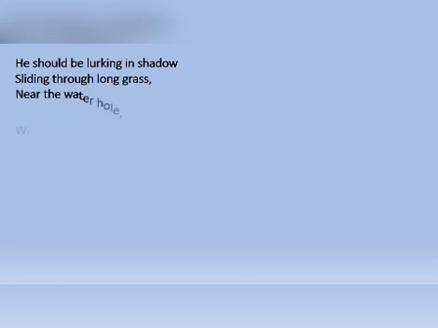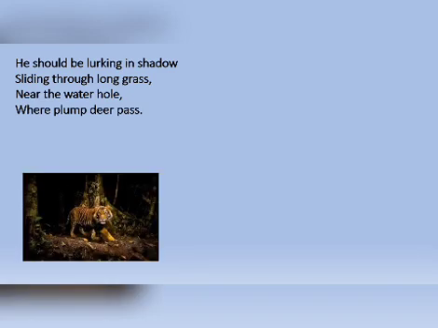Now, let's move to the next stanza of the poem. He should be lurking in shadow, sliding through long grass, near the water hole where plump deer pass. In this stanza, the poet is filled with pity while looking at the imprisoned tiger. The poet imagines another life for the tiger other than the zoo. He says that the poor tiger should have been in his natural habitat, that is in the wild forest.